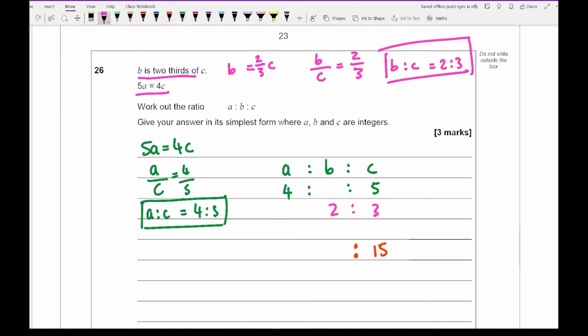What colour are we doing? Pink. So we're going to multiply this ratio by 5. I'm then going to multiply this ratio by 3. And so 2 times 5 gives me 10, and 4 times 3 gives me 12. So there is my ratio of 12 to 10 to 15.